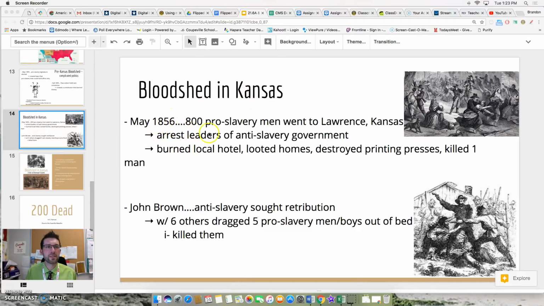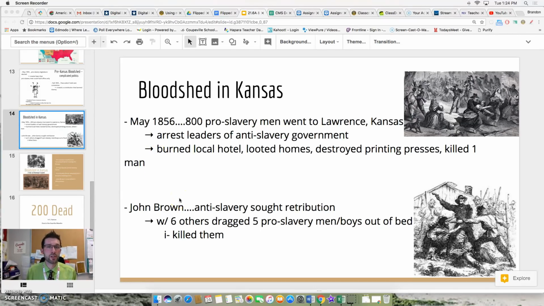May 21st, 1856, 800 pro-slavery men, many of them from actually the state of Missouri, marched into Lawrence, Kansas, which was right on the border, to arrest the leaders of the local anti-slavery group. What did they do? Well, they burned local hotels. They looted a number of homes. They destroyed the abolitionist printing press, and they killed one man. And one person was quoted as saying, "Gentlemen, this is the happiest day of my life." Ooh, don't invite him to your birthday party.